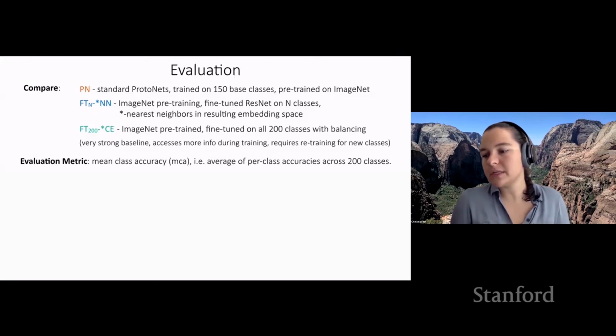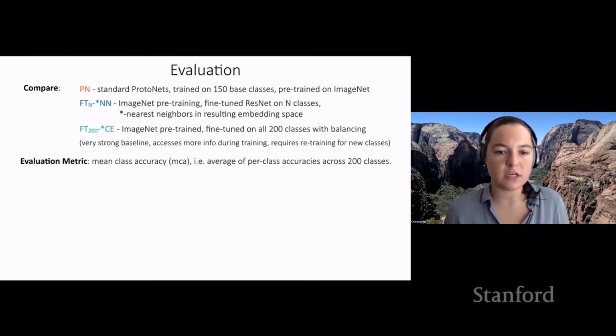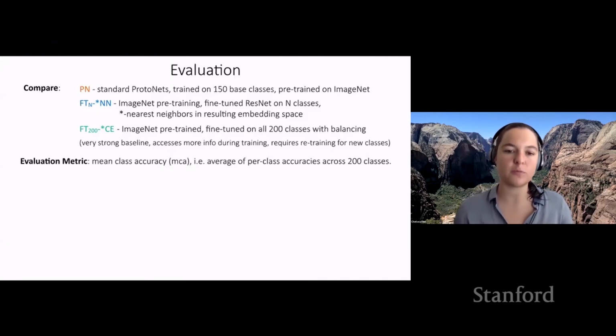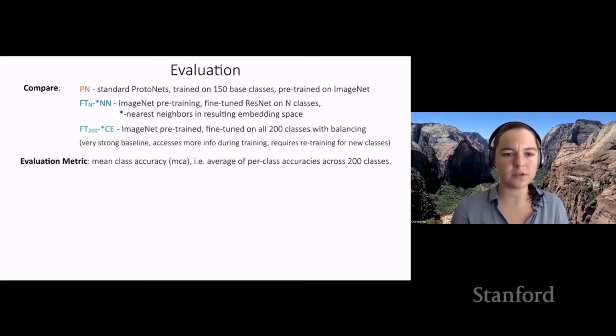And then they evaluated this on mean class accuracy, which is just the average of each of the per-class accuracies across the 200 classes. This treats all of the classes as equal, even if some of the classes have more data than other classes. And they argued that this is a reasonable thing to do in this setting.